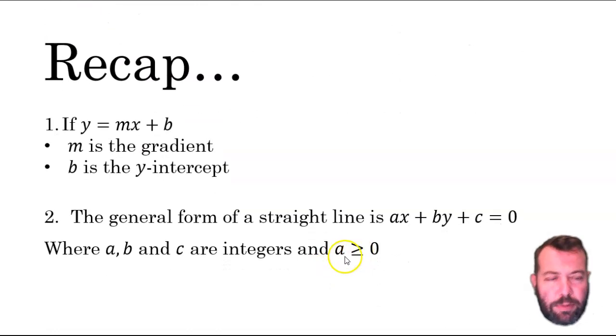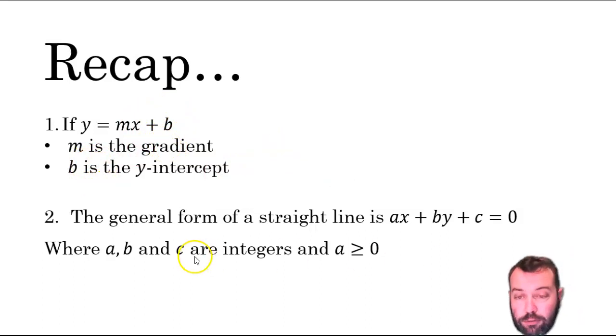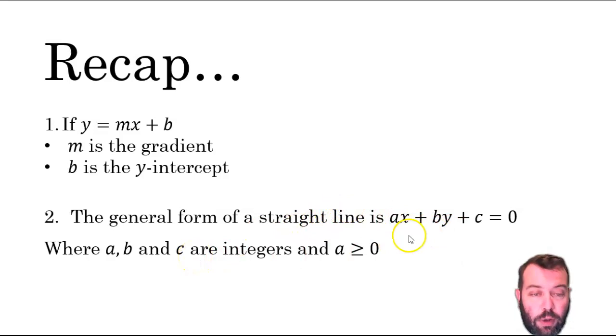Well, that's pretty much it for today. So we looked at the equation of a straight line, and in gradient-intercept form, y equals mx plus b, the coefficient of x is the gradient and the constant is the y-intercept. However, I could also express this in general form. That's ax plus by plus c equals 0. A, b, and c are integers, that is whole numbers, and a is positive.